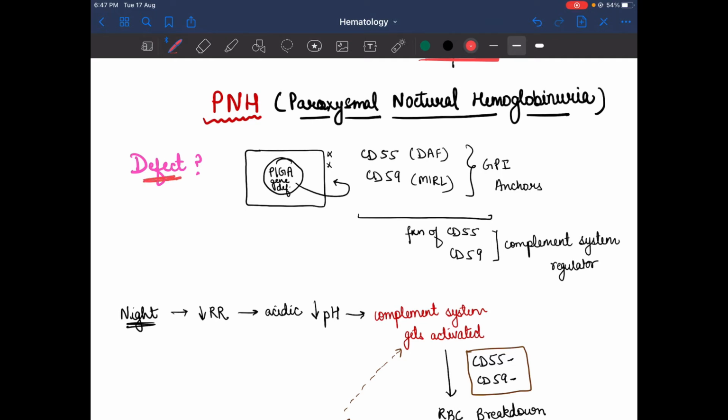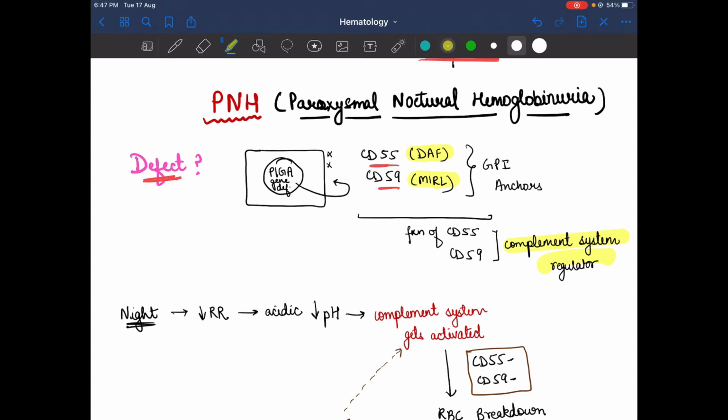Now in this, what is the defect? There is PIGA gene deficiency, due to which the complement system is not regulated by CD55 and CD59. CD55 is DAF, and CD59 is MIRL. They are GPI anchors. The function of CD55 and CD59 is to regulate the complement system.